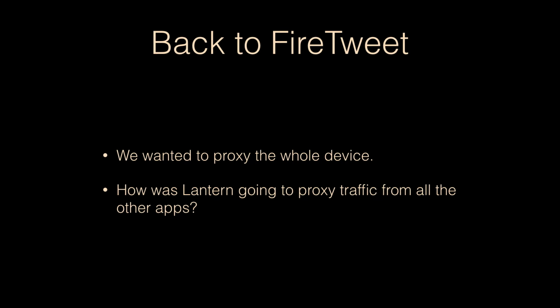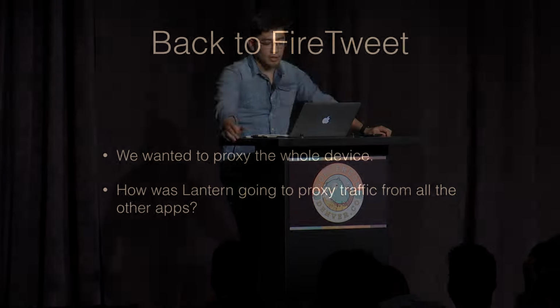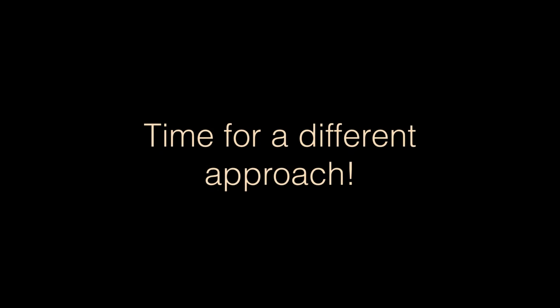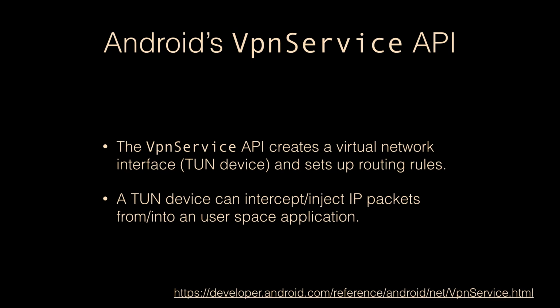But we had a problem here. How was Lantern going to proxy traffic from all the other applications? So it was time for a different approach. We had to think again how we are doing things. And we did some research, and we found that Android provides an API called the VPN Service API. And the VPN Service API creates a TUN device.